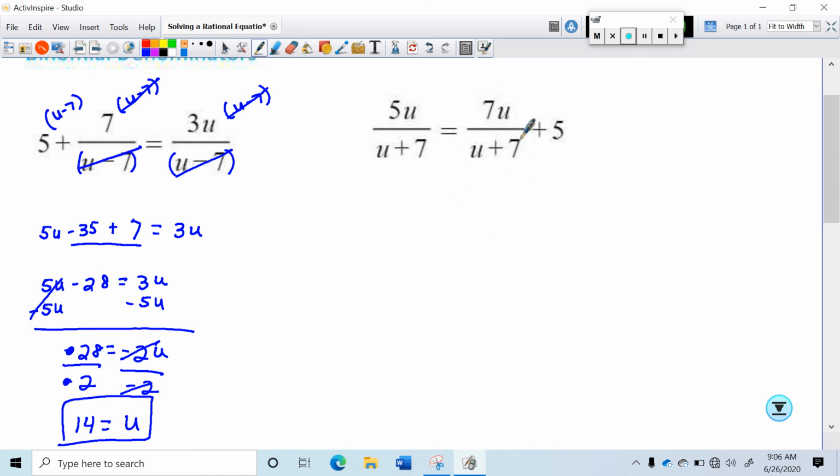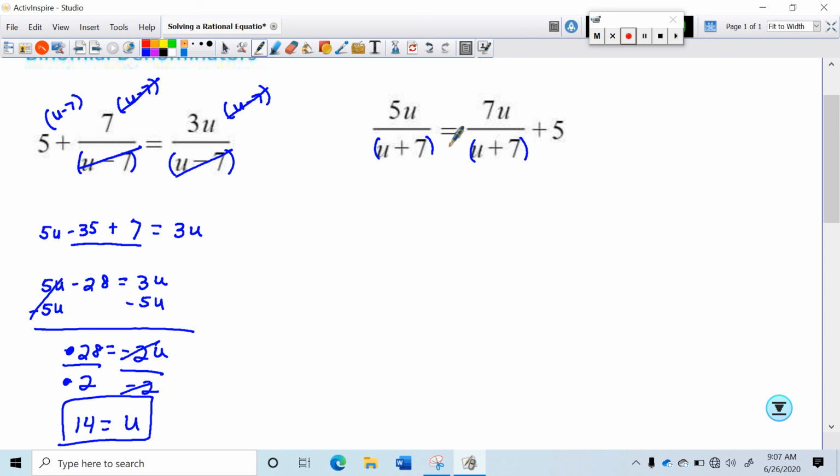Okay. The next one, u plus 7. I do need to, because you have binomials on the denominators, plug my answer into the original problem to see if that's a 0 on the bottom. Because if it were a 0, the answer would be no solution. However, 14 take away 7 is 7, so I'm okay.